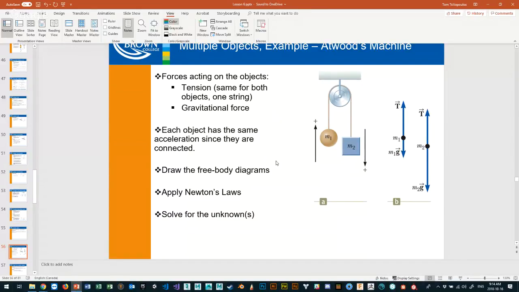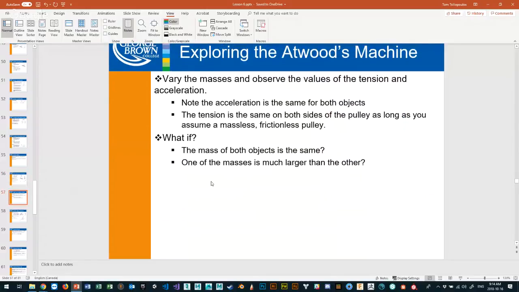We draw the free body diagram. We want to solve for unknowns as an example, and we start putting some stuff down, right? So if we vary the masses as an example, we can see that there's more tension on one wire than the other, right? Because the tension on both wires is going to be slightly different because of the masses.